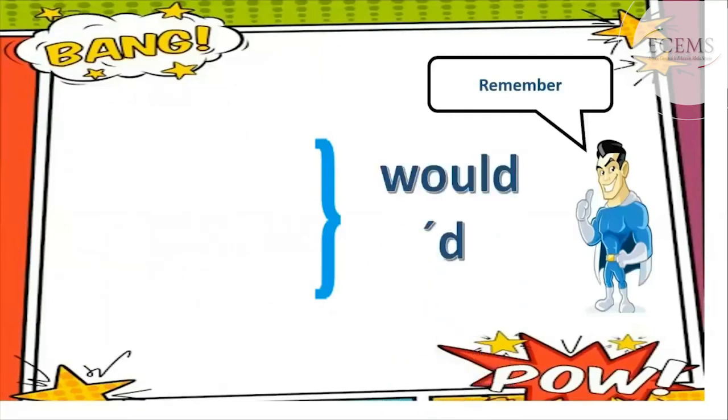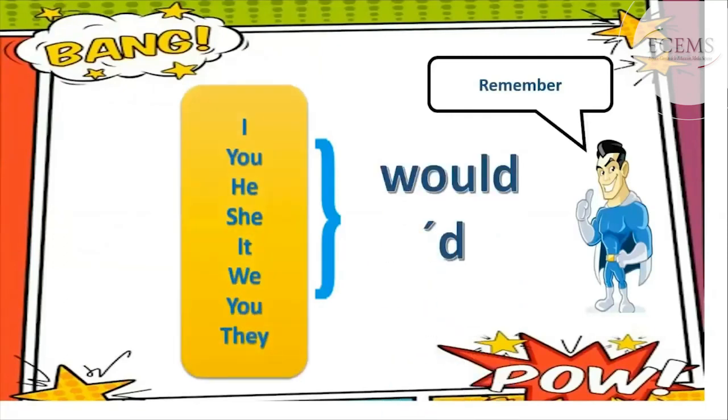And remember, for conversational purposes, would is reduced to apostrophe D. Examples. I would, I'd. You would, you'd. He would, he'd. She would, she'd. It would, it'd. We would, we'd. You would, you'd. They would, they'd.